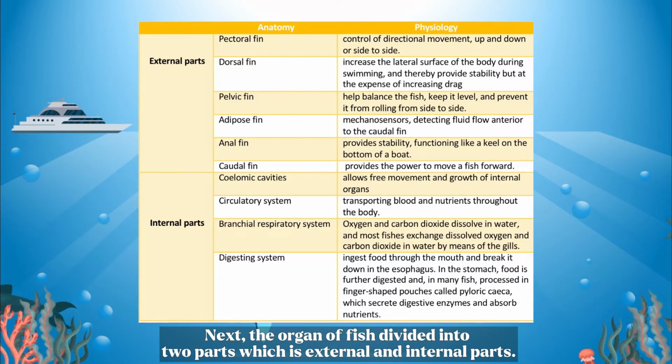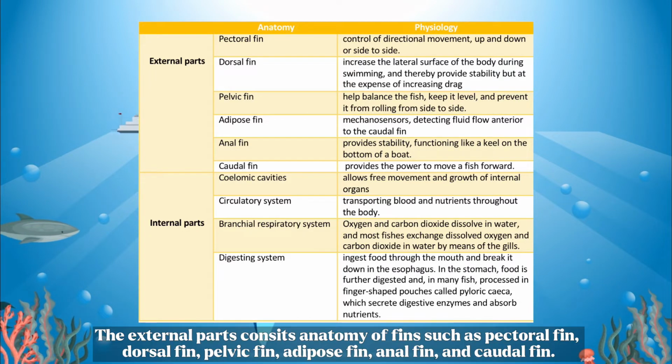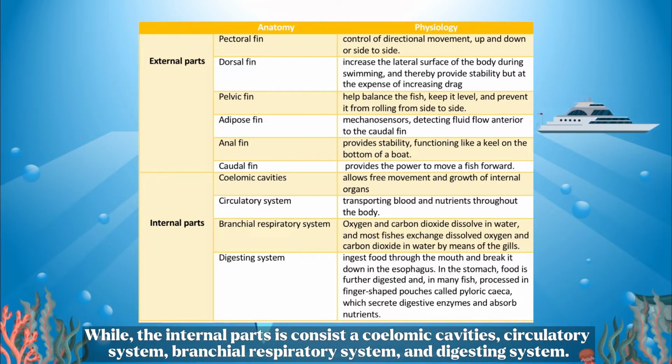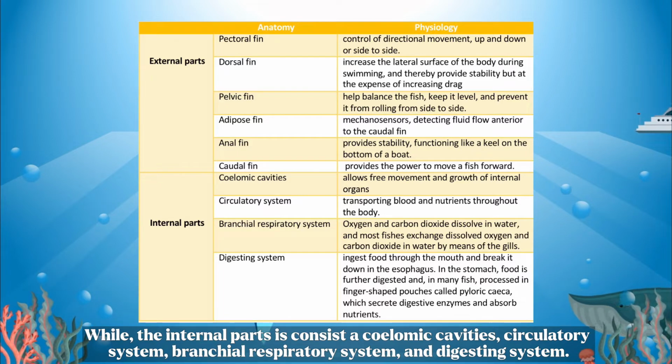Next, the organs of the fish are divided into 2 parts, external and internal. The external parts consist of the anatomy of the fins, such as the pectoral fin, dorsal fin, pelvic fin, adipose fin, anal fin, and caudal fin, while the internal parts consist of the coelomic cavities, circulatory system, branchial respiratory system, and digestive system.